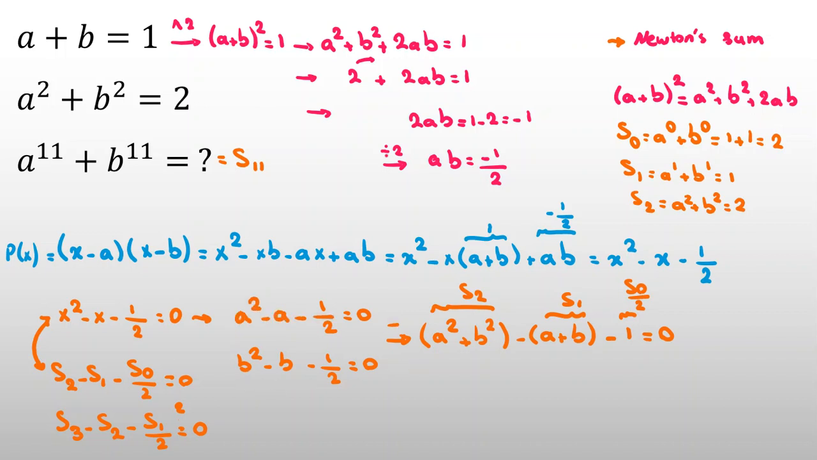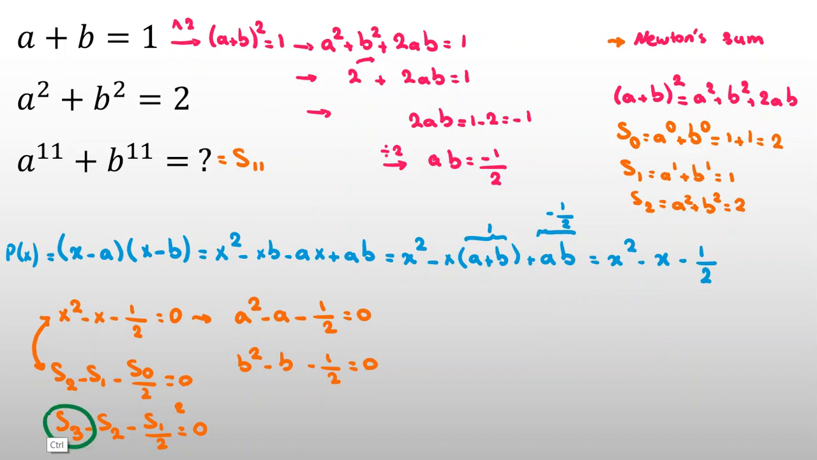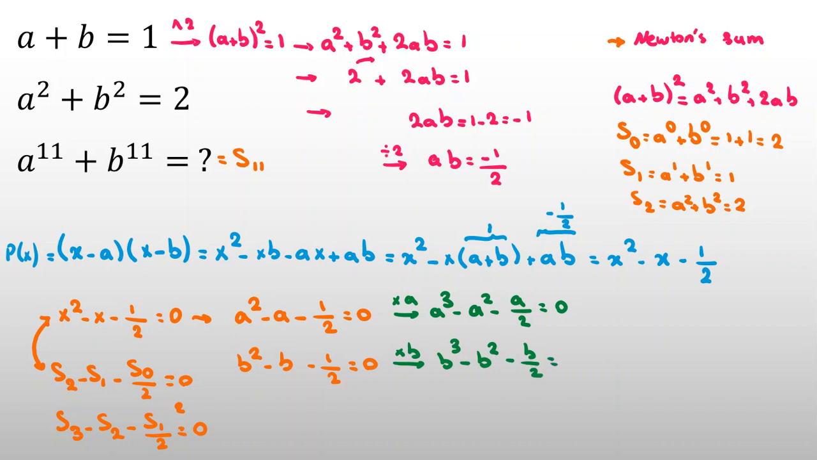Let me do something. I don't erase, but I do something else. The thing I want to do is multiply, because I want to create S cube. S cube is A cube plus B cube. So I multiply the first one by A, and I have A cube minus A squared minus A over 2 equals 0. Here I multiply by B. It will be B cubed minus B squared minus B over 2 equals 0.